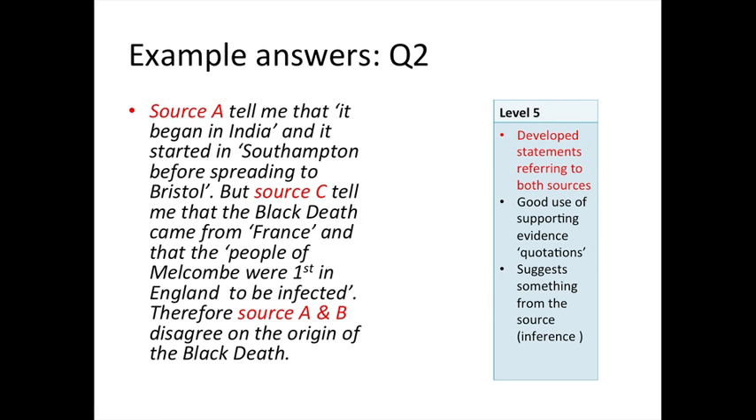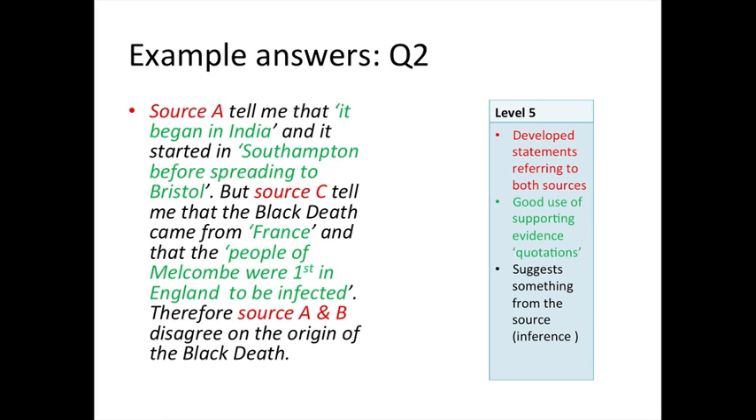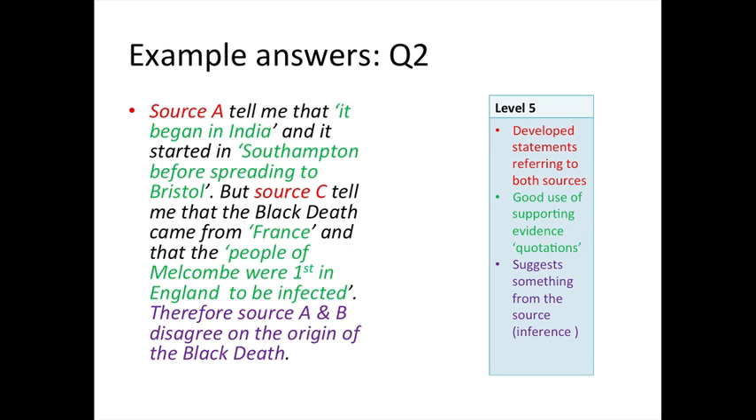Example answer for question 2. Source A tells me that it began in India and started in Southampton before spreading to Bristol. But source B tells me that the Black Death came from France and that people of Melcombe were first in England to be infected. Therefore, source A and B disagree on the origin of the Black Death. Here we can see there is developed statements referring to both sources. There is also good use of supporting evidence, quotations. And it is suggesting something from the source, inference.